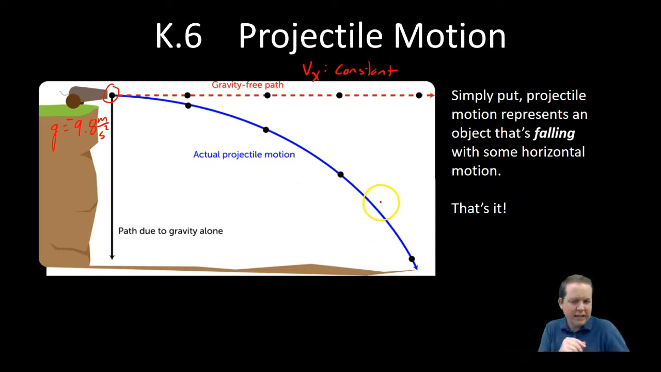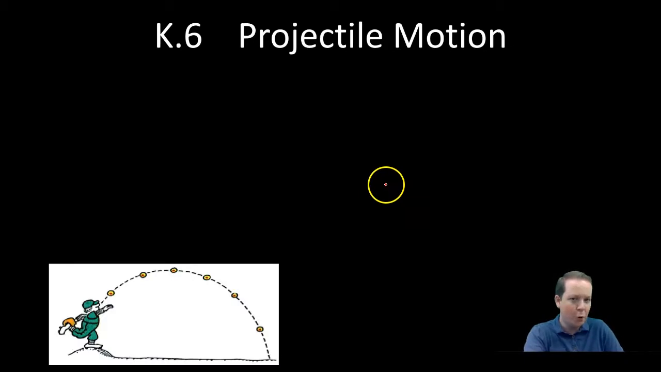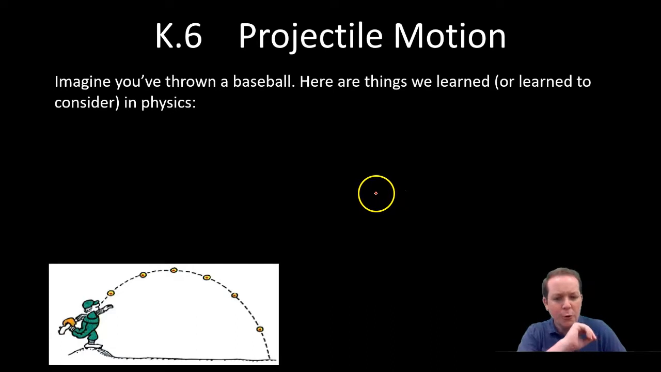So what is projectile motion? Well, it's really just something that's in free fall while it's moving horizontally. That's it. It's that simple. The execution tends to be a little more difficult. The mathematics can be a little complicated, but the basic idea is relatively straightforward. If you're not convinced, let's maybe go over it in a little more detail.